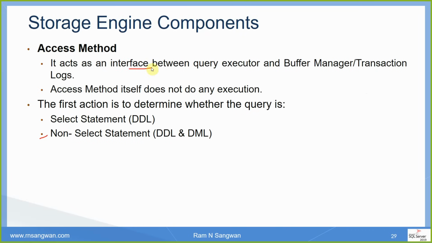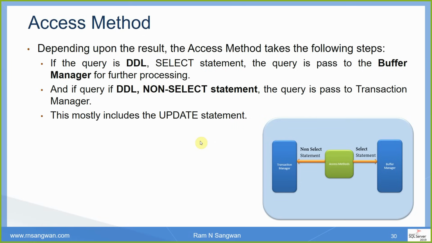Then we have access methods. An access method acts as an interface between the query executor and the buffer manager or transaction logs. The access method itself does not do any execution. The first action is to determine whether the query is a select statement or a non-select statement, that is a DML, or any other DDL statement, which is a non-select statement. Depending on the result, the access method takes the following steps. If the query is a select statement, it is passed to the buffer manager for further processing. If the query is a non-select statement, it is passed to the transaction manager. This normally includes the update statement.